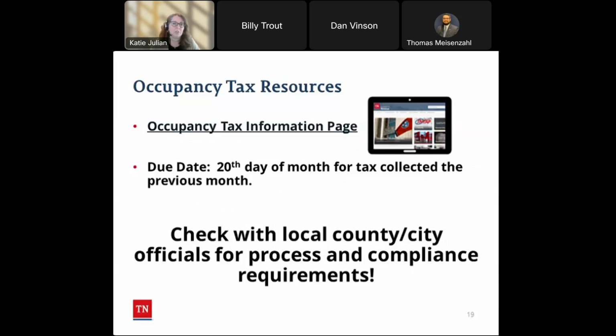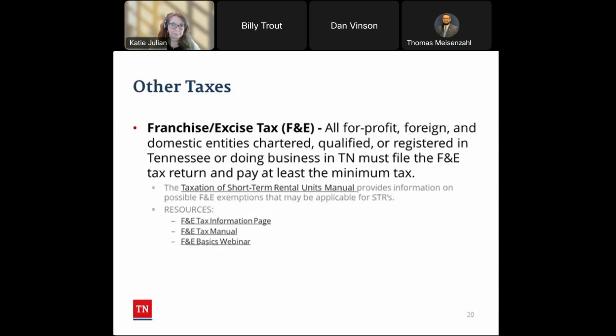We do have a local occupancy tax information page on our website. There's a link to it. It is due on the 20th day of the month for tax collected the previous month. But again, we're going to tell you to check with the local county or city official about their process and compliance requirements for the local jurisdiction.